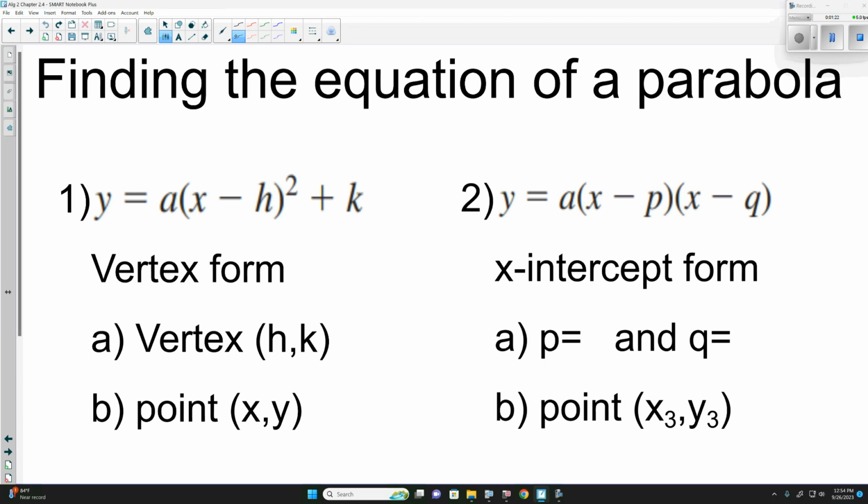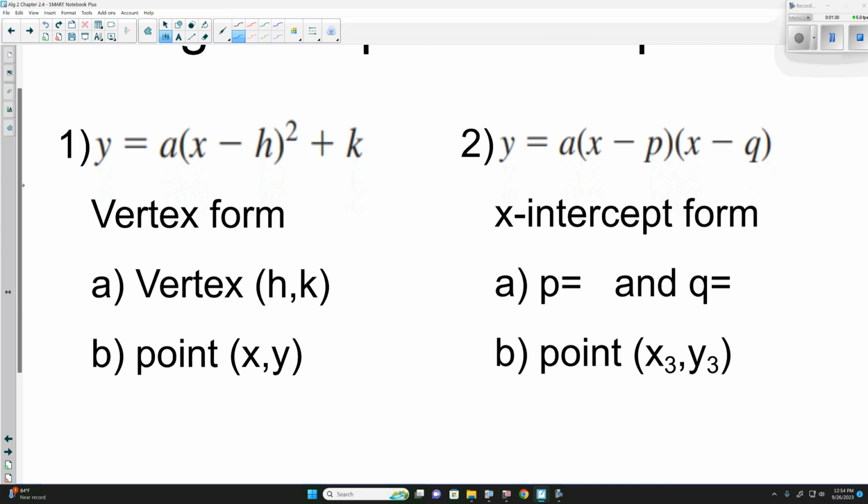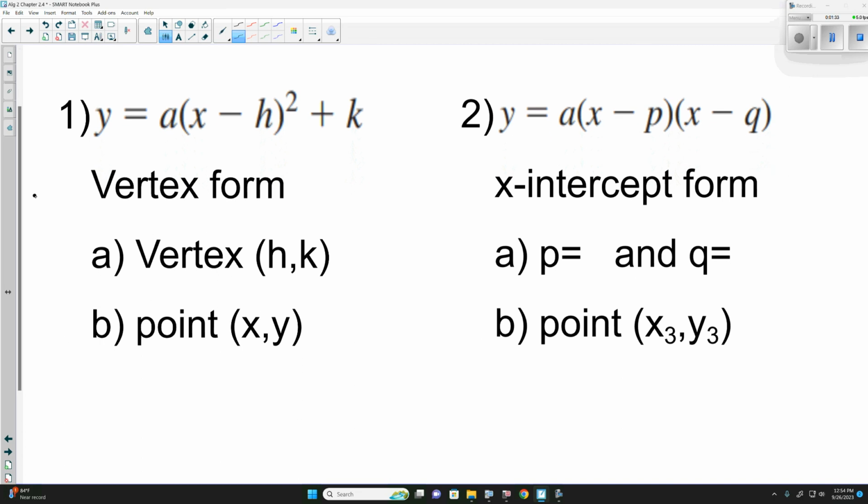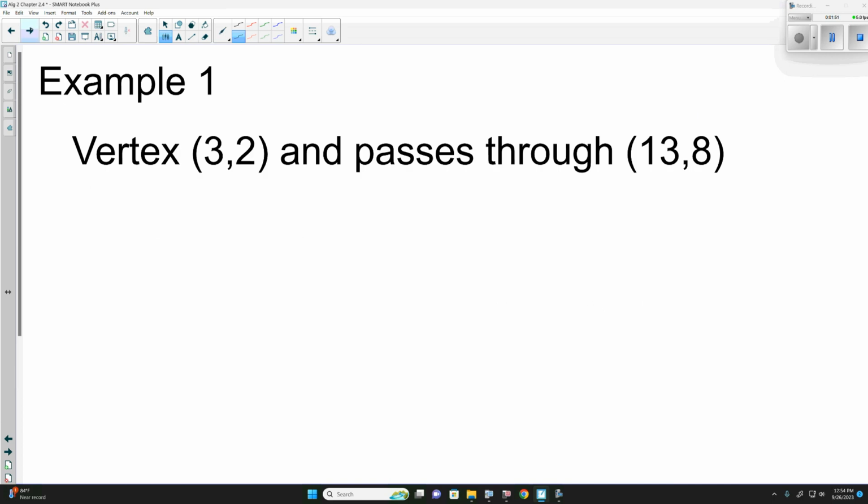All right, guys. What we're doing today is finding the equation of a parabola from the given information. There's two different sets of equations that we're going to have, either vertex form or x-intercept form. We're going to use vertex form whenever they give us the vertex and a point. We'll use x-intercept form when they give us the x-intercepts and a point. So when we look at this first example here, they tell us the vertex of the parabola is the point (3, 2), and that it passes through the point (13, 8).